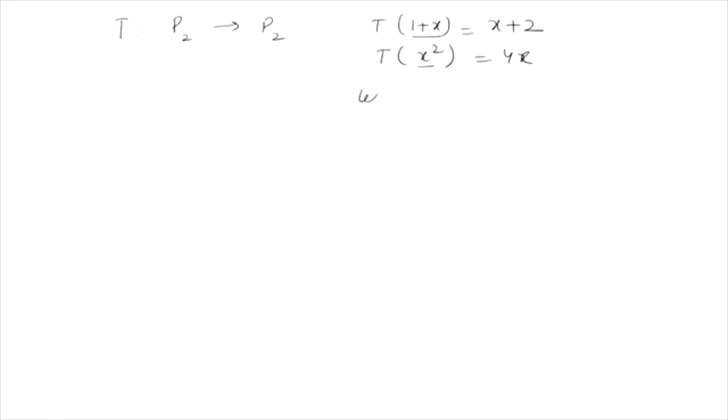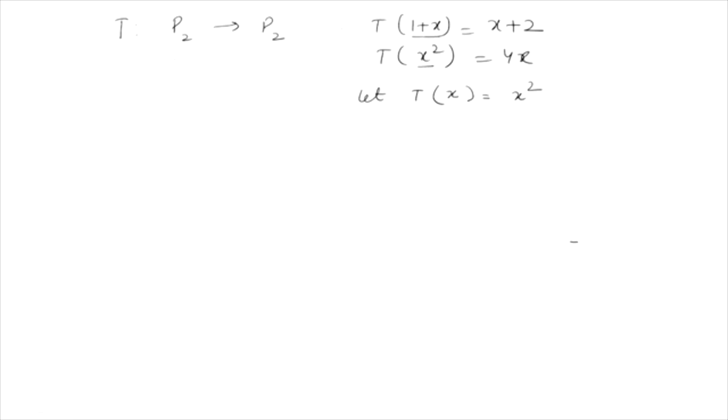You take T of x as, say, x square. This will make these vectors linearly independent. These 3 vectors are linearly independent, and you can easily verify that.